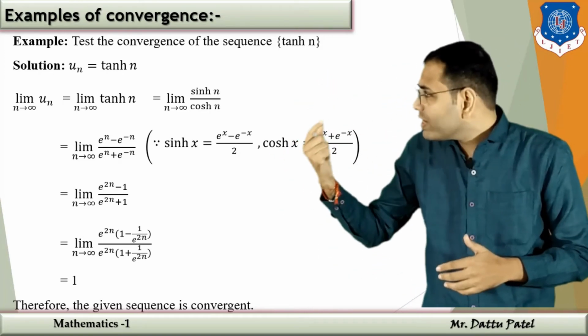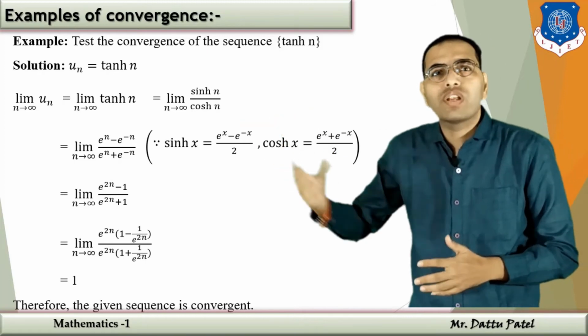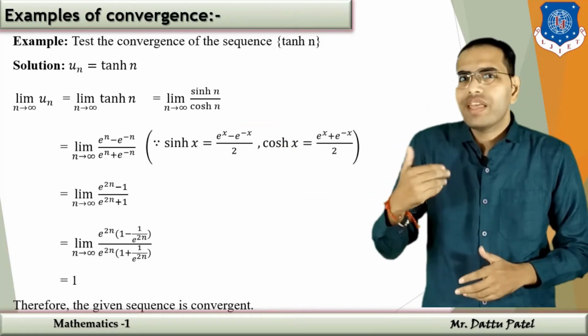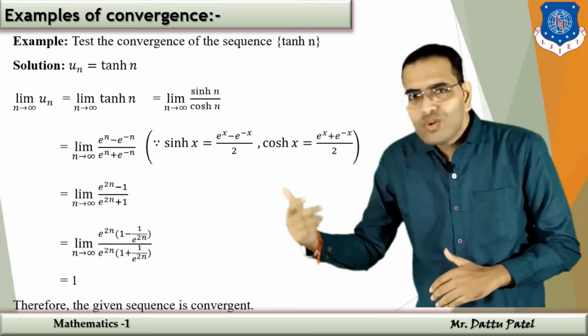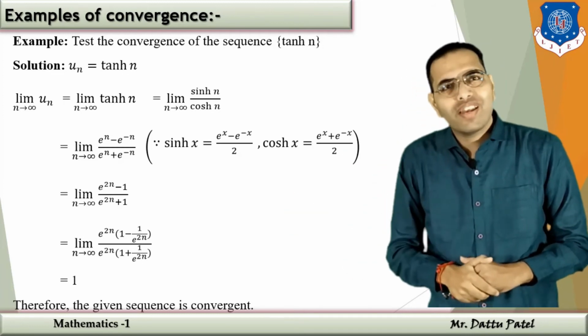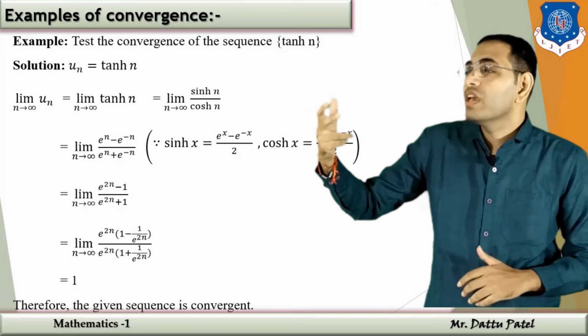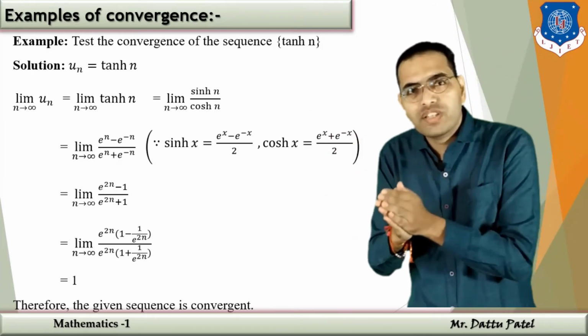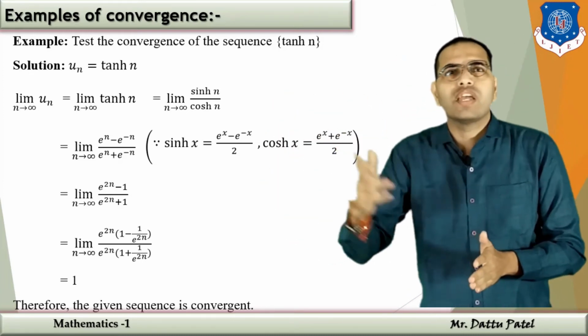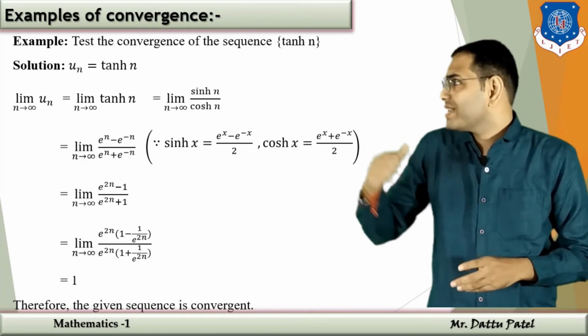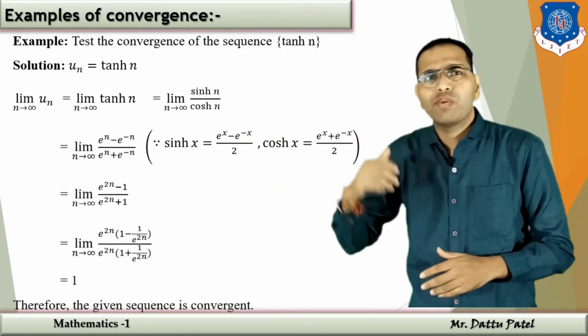Now our sequence is u_n equal to tanh n. Applying the limit as n tends to infinity to u_n, we get the limit of tanh n. Converting the hyperbolic function into sine and cos, we get limit n tends to infinity sinh n upon cosh n.